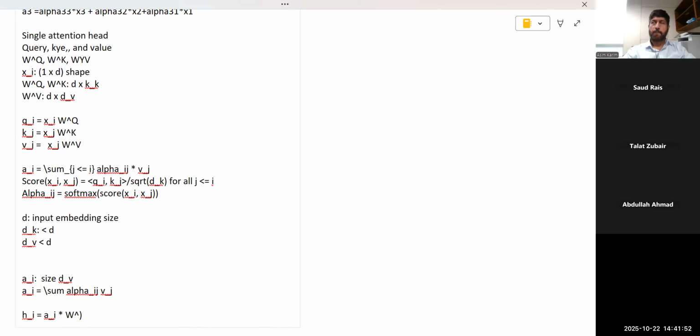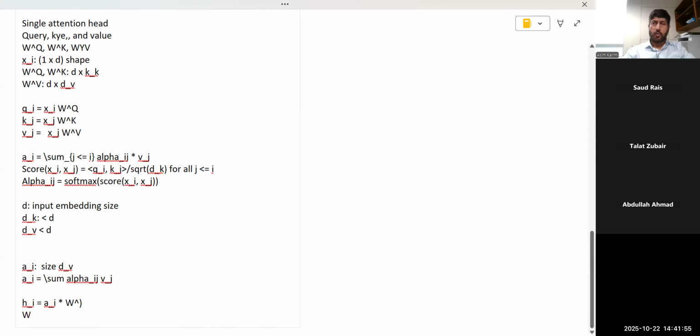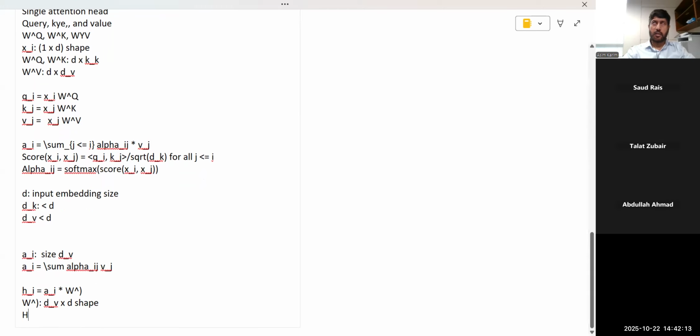Okay, where WO is another parameterized matrix. What will its size be? We want an output that takes input of size dv and gives d, so its shape will be dv into d. So that HI, which you can say is the output of one attention head, is also of size D, which was the input.